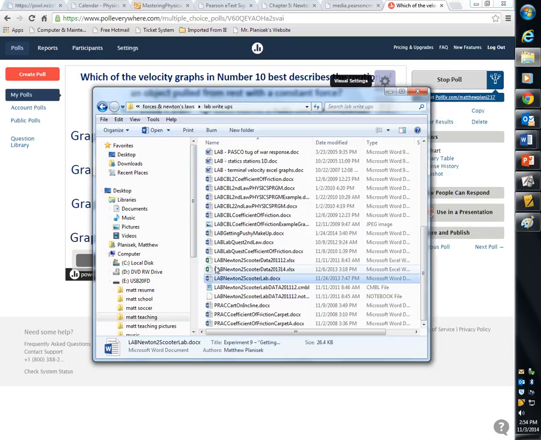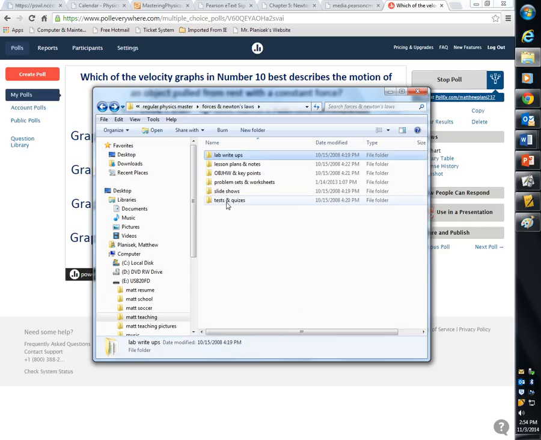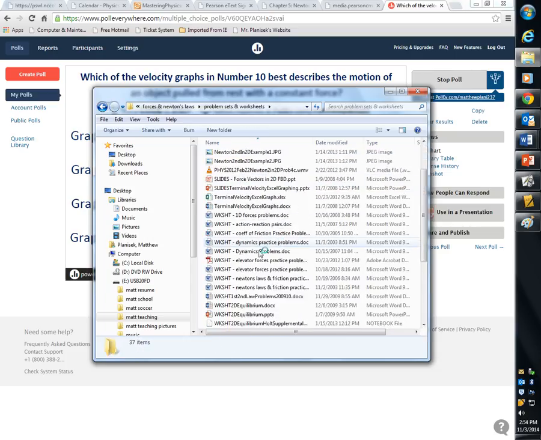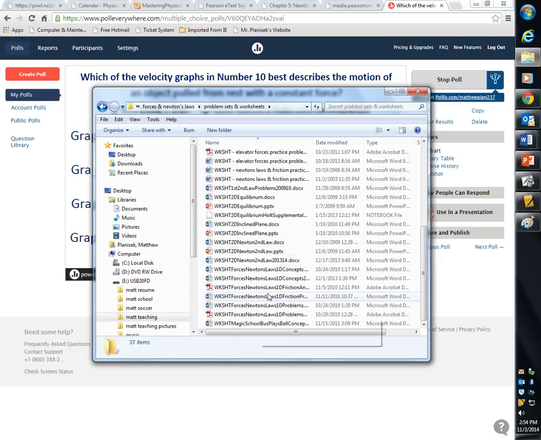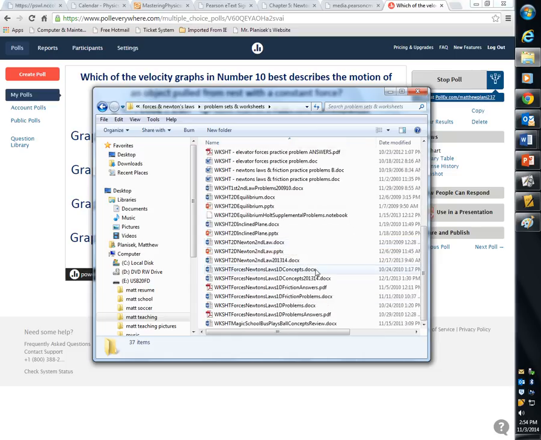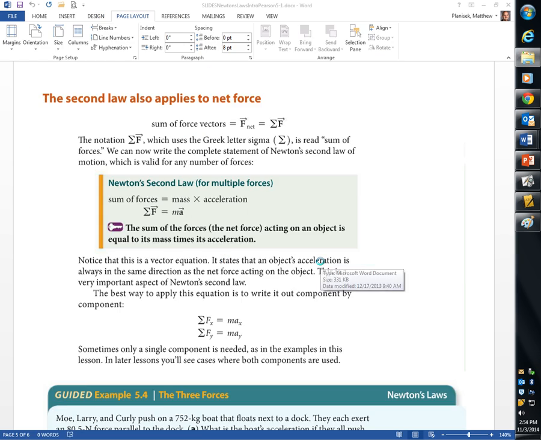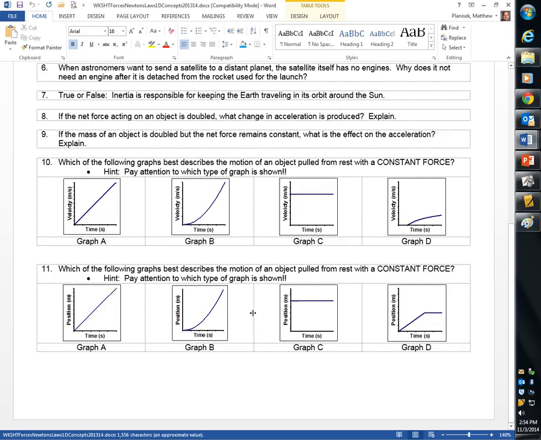First, if it tells you that it was pulled from rest, that eliminates one of the choices right away. Which choice does it eliminate? C. C doesn't start from rest, right? It doesn't start at 0. But constant net force means constant acceleration. Going back to chapter 3, what does constant acceleration look like on a velocity graph? It's linear. That's A.